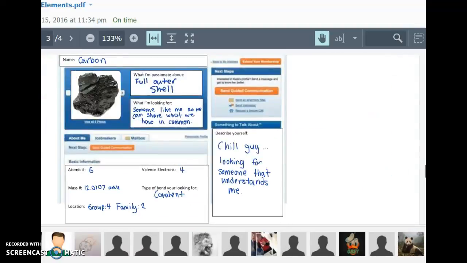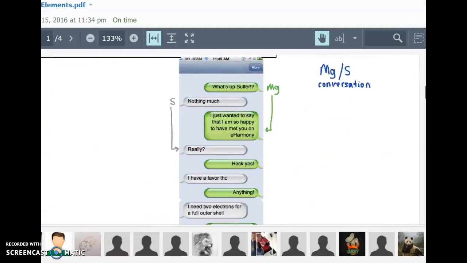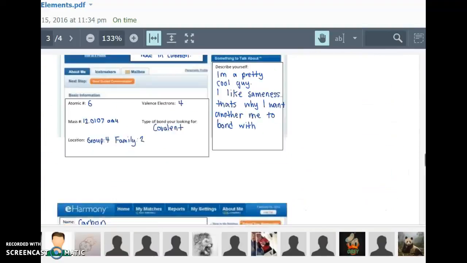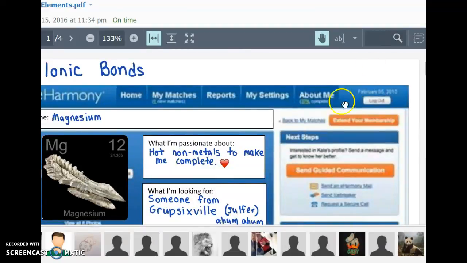You're doing the same thing for a covalent bond. So you should have 4 profile pics in total, 2 messages, and then the name of an ionic bond, the formula, and the name of the covalent bond. It's easier if you put the ionic bond first, like this one, and then do the covalent bond next. If you have any questions, feel free to send me a message.